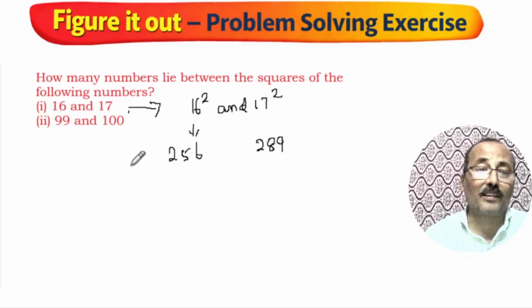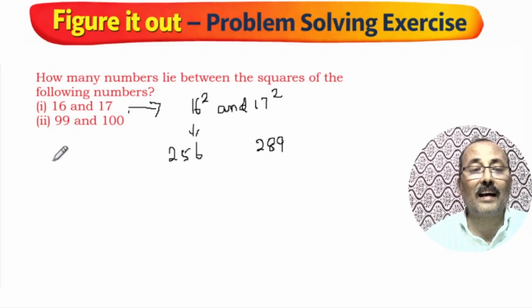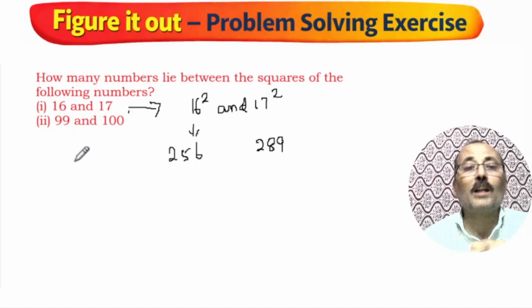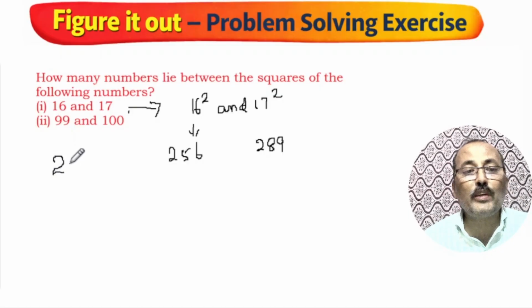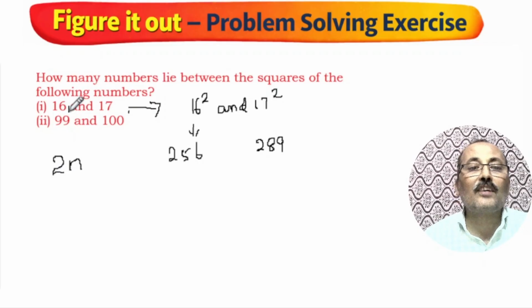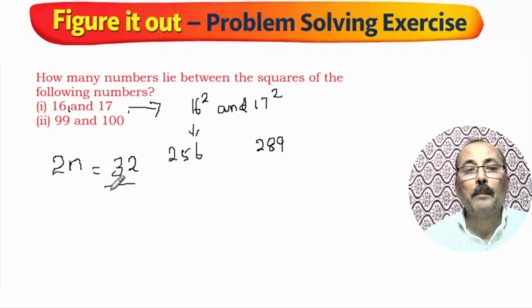Not possible. For that only we wrote one pattern, that is nothing but 2n, where n equals the first number. If 16 and 17, then 2n, that is 32 numbers, will be there between these two.